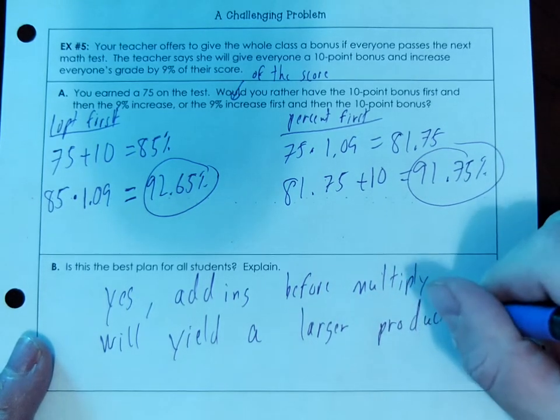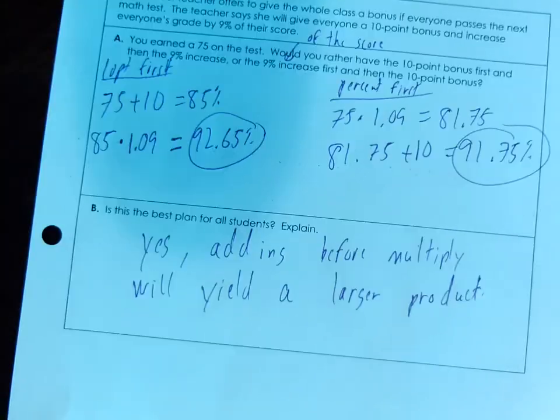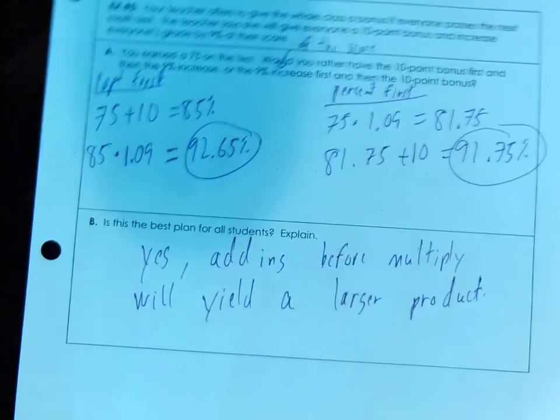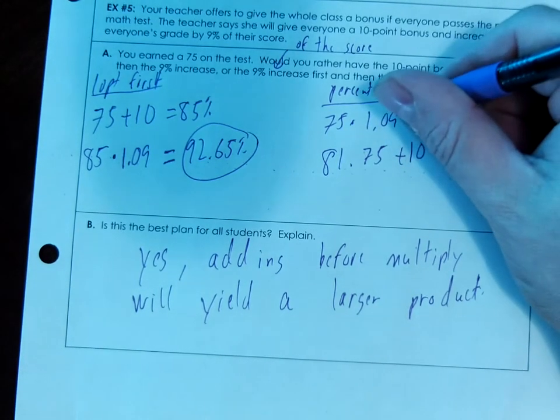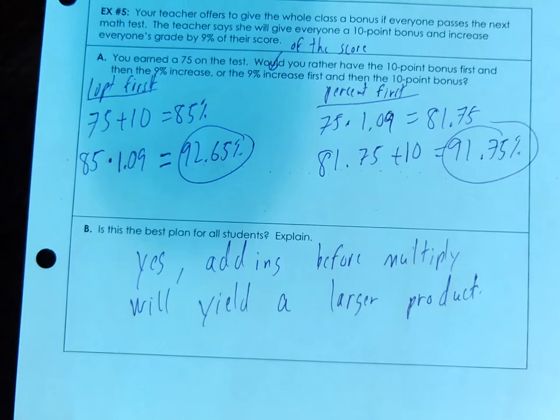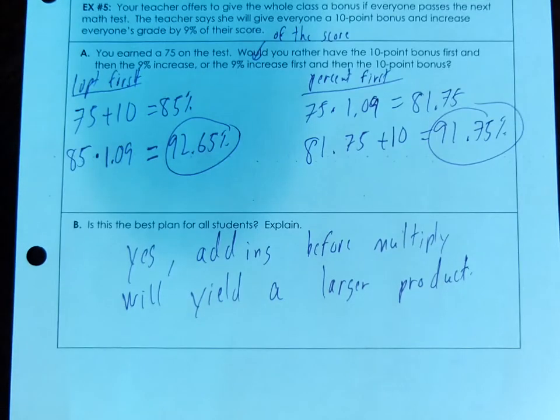So for example, if we're adding 10 or 20 or 30, whatever we're adding, if we add before we multiply and the number we're multiplying by is more than 1, so in this case it's 1.09, we'll always yield a larger product unless the score happens to be a negative score, which we can't have on a test. So I guess the counter example would be if the score was negative, but no, even then, as long as we're adding a positive number, the product is larger when we add first.